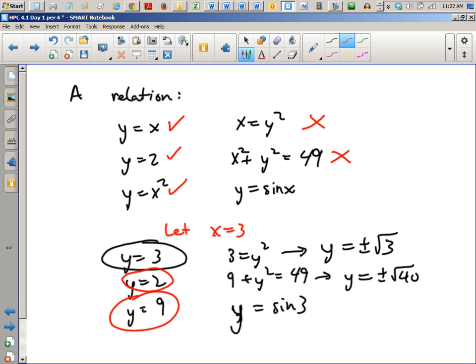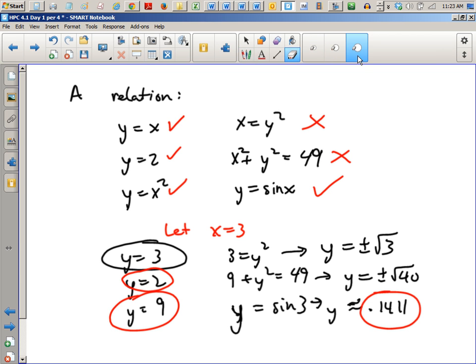And this next one's going to give me exactly one answer. Y equals sine 3. You can get that on your calculator. So I'm going to punch that in. I assume it means 3 radians. So let's just type sine 3. 0.1411. Y is approximately 0.1411. Okay, so most of these gave us one answer. It was just the x equals y squared and the x squared plus y squared equals 49 that gave us 2 answers. So of all the ones up above, they're all relations, but most of them are functions, and these 2 with x's are not functions.